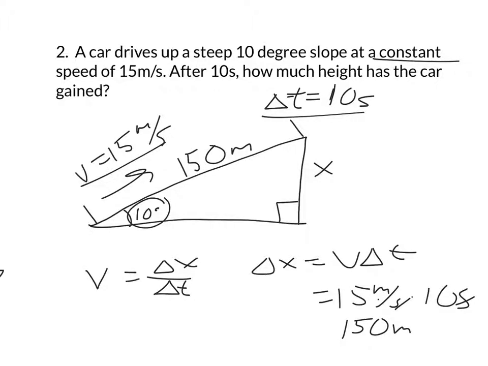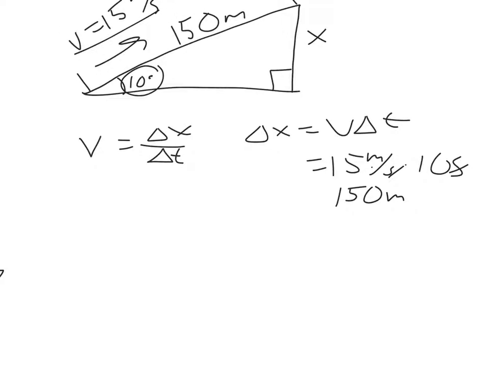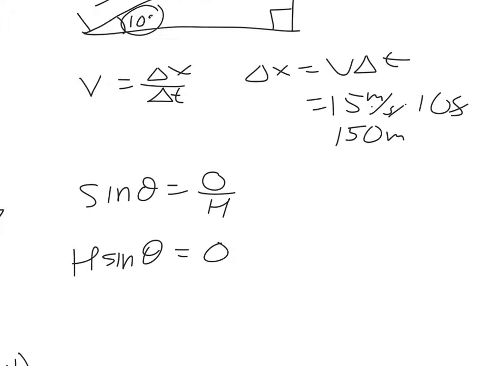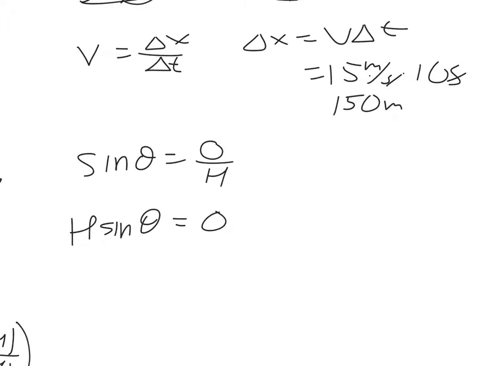I have a hypotenuse and an opposite, so that it looks like a sine function. Remember your SOHCAHTOA. So sine theta equals opposite over hypotenuse. And I'm looking for the opposite. The opposite is what I'm looking for. So let's solve for that. So we're going to have h sine theta equal to the opposite. And that's where I need to be. So let's plug things in. Let's plug in x is what I'm looking for.